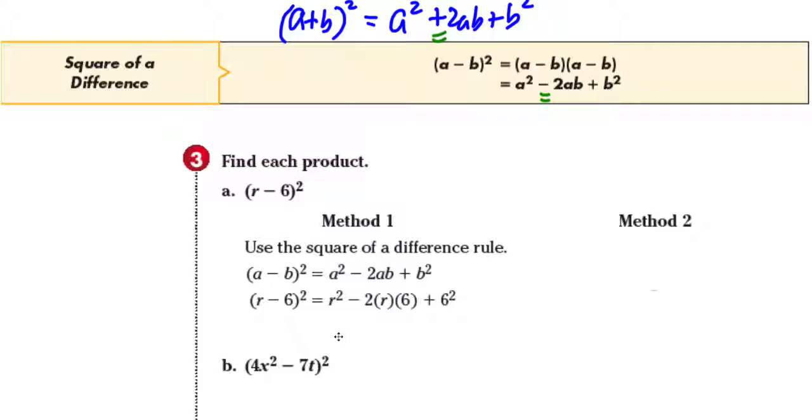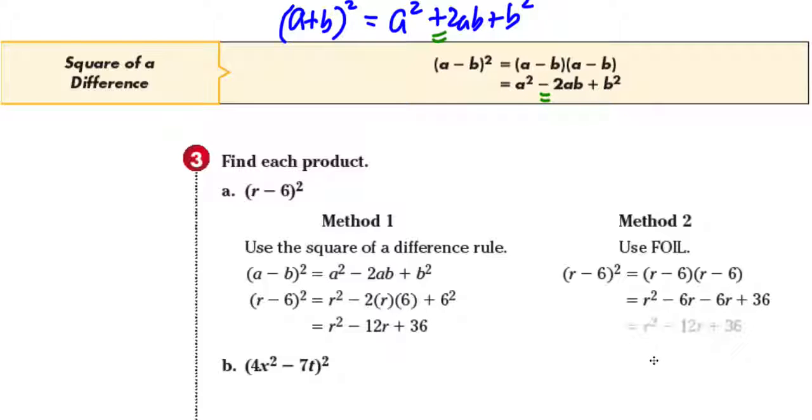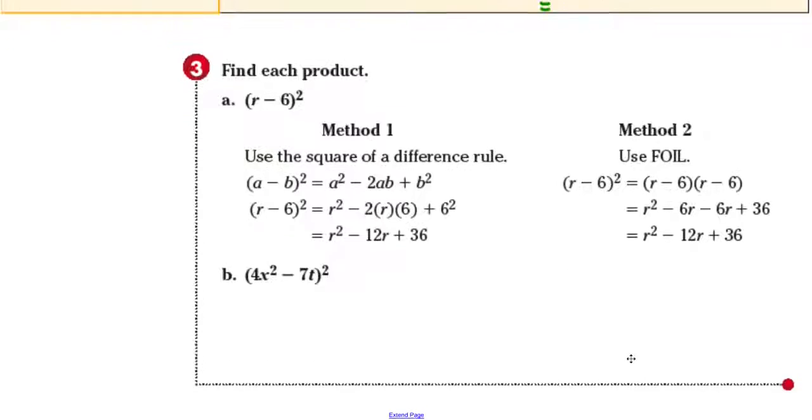You end up with r squared minus 12r plus 36. Okay, so that's how you find the product, by just looking at the pattern. Method 2 is if you use the FOIL method, it is basically the same thing. First, outer, inner, last. And then you still end up with r squared minus 12r plus 36.